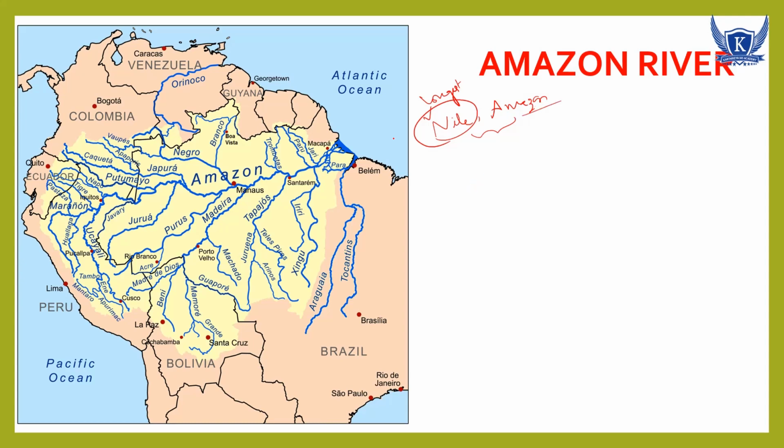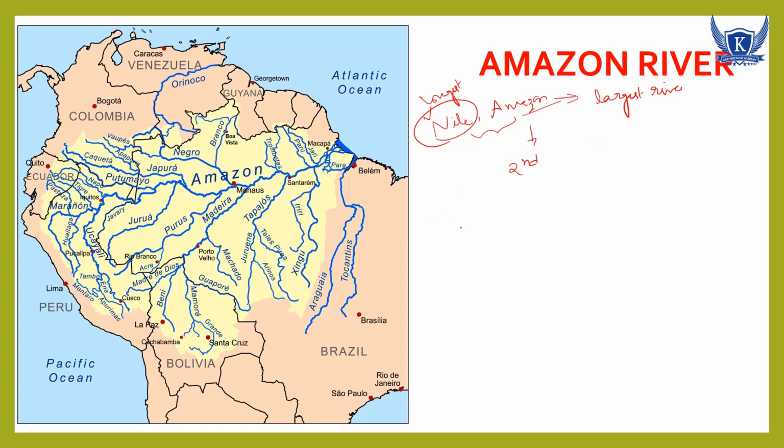Now, if you see the catchment area, then Amazon is considered to be the largest river. If you see the length, then Nile is considered to be the longest river. And if you see the catchment area or the river basin, then Amazon is considered the largest river. Now, we can say that Amazon is the second longest river in the world after Nile, and it is the largest river in South America.